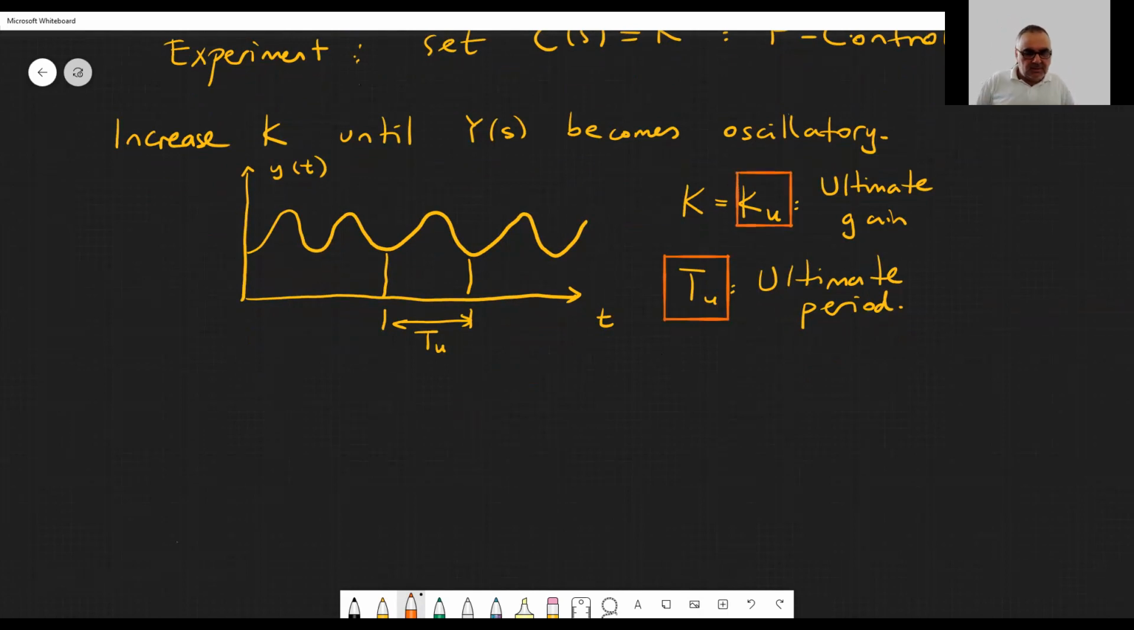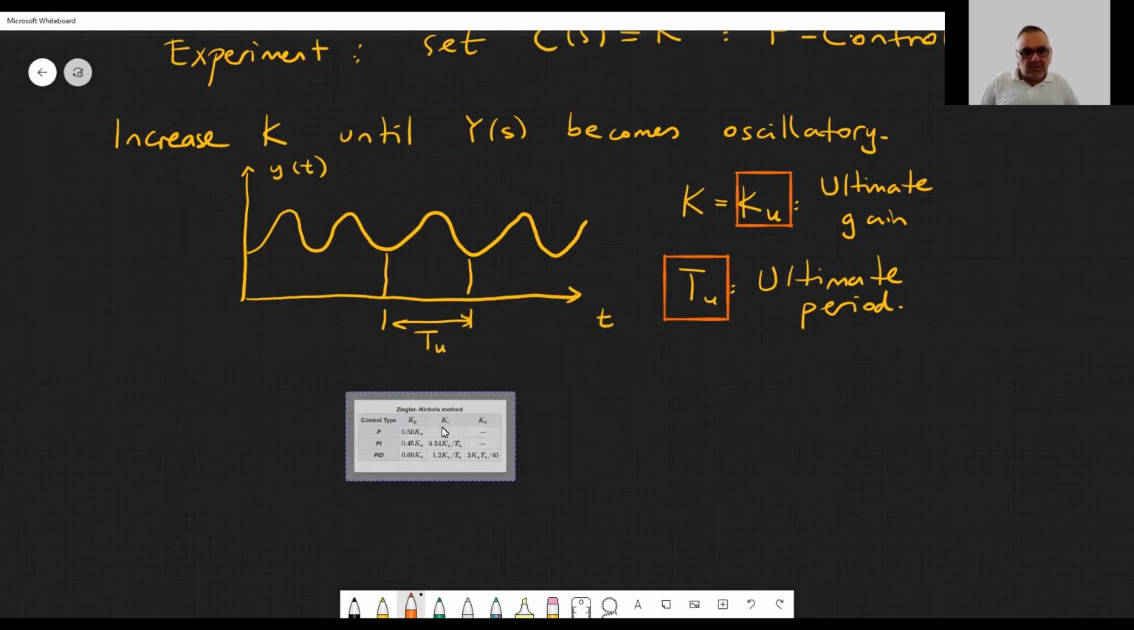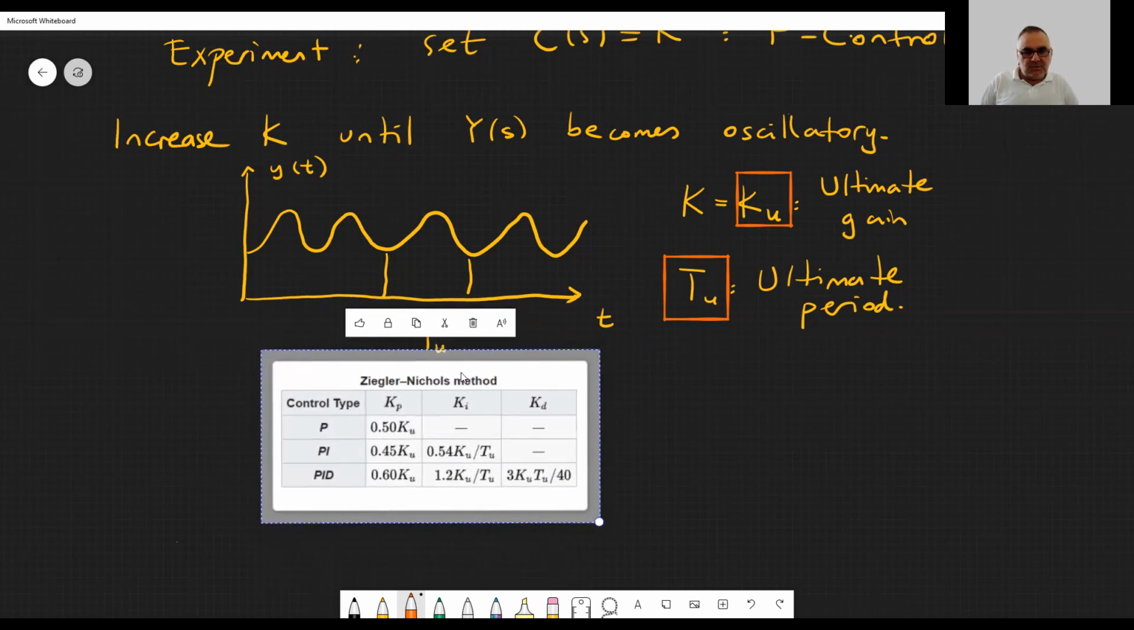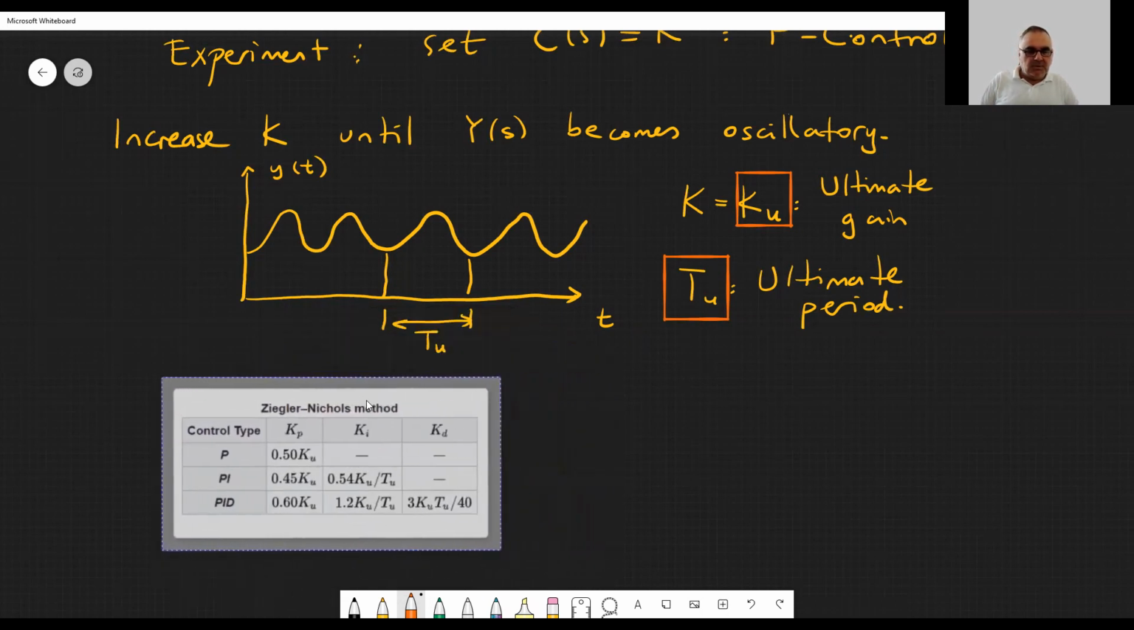Okay. Let me just a second. Maybe I should. Okay, let me try. Now there is a table which gives you the PID parameters like this, which I copied from somewhere. I'll put it here.